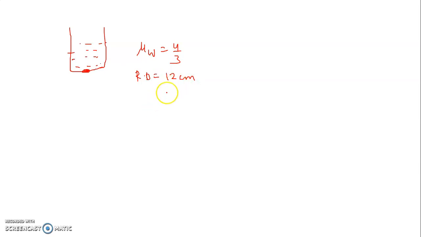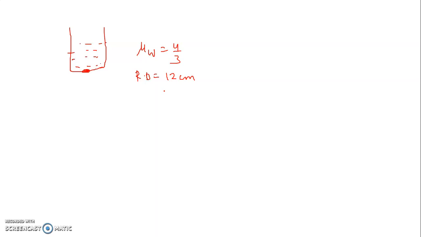A coin is placed at the bottom of a beaker. Suppose there's a coin, and it is placed at the bottom of a beaker containing water, and the refractive index of water is 4/3. So this beaker has water like this. Now the water is filled up to a depth of 12 centimeter. So the real depth of the coin is 12 centimeter. By what height does the coin appear to be raised when seen vertically from above?